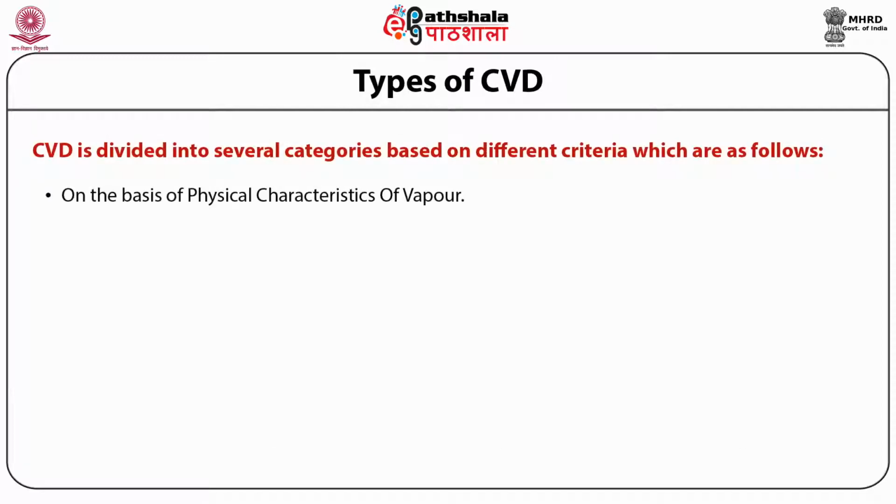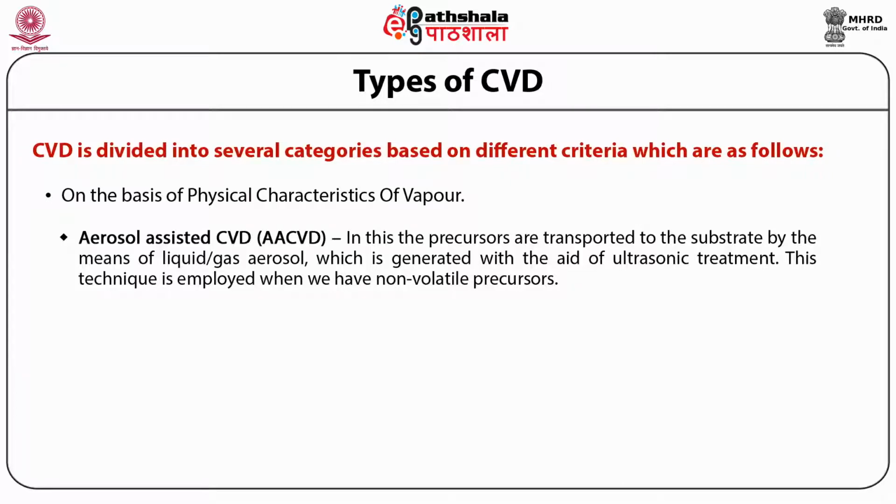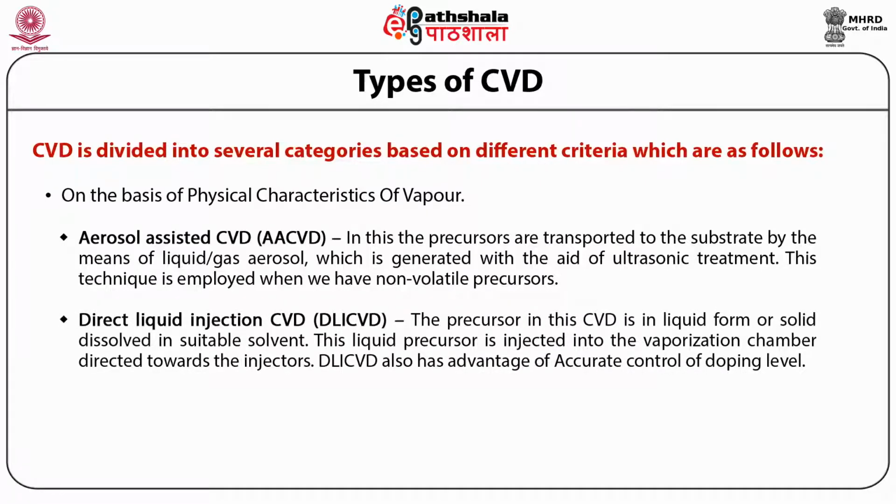Next division is on the basis of physical characteristics of vapor. So here we have the aerosol assisted CVD, AACVD. In this, the precursors are transported to the substrate by means of a liquid gas aerosol, which is generated with the aid of ultrasonic treatment. This technique is employed when we have non-volatile precursors. Next is direct liquid injection CVD, DLI CVD. The precursor in this CVD is in liquid form or a solid dissolved in a suitable solvent.